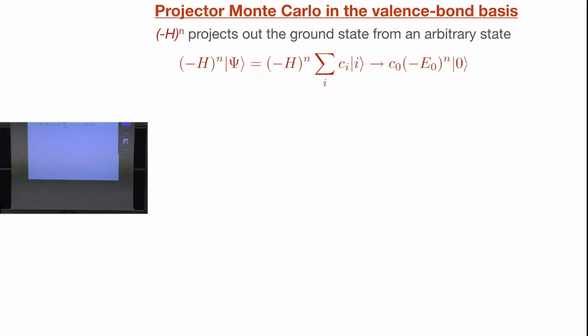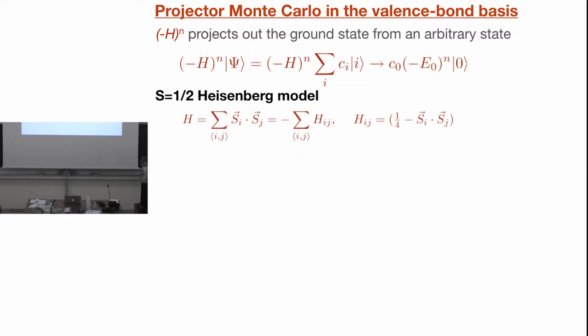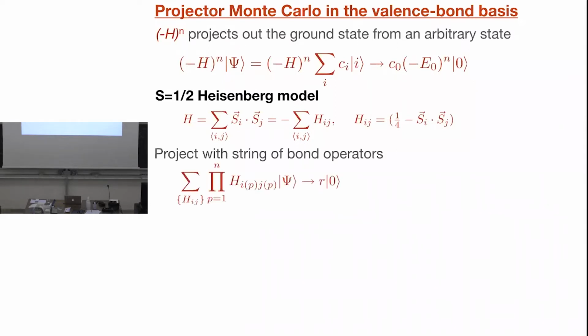When I talked about the Lanczos method, I talked about the fact that you can project out the ground state from some arbitrary state by acting with a large power of H. So that's what we are doing here. As an example, again, the Heisenberg model, it could be in any number of dimensions. We can write it as a sum of singlet projectors. So this is a singlet projector that projects a singlet between sites i and j. So the Heisenberg model is basically a sum of such singlet projectors.